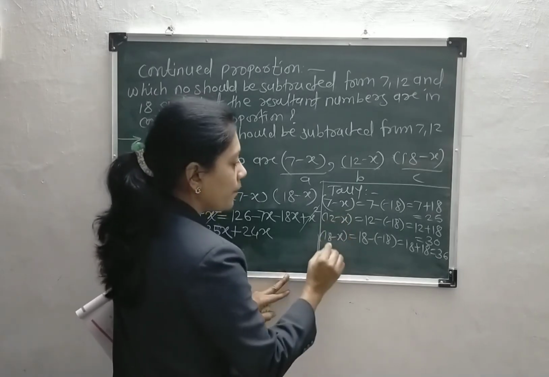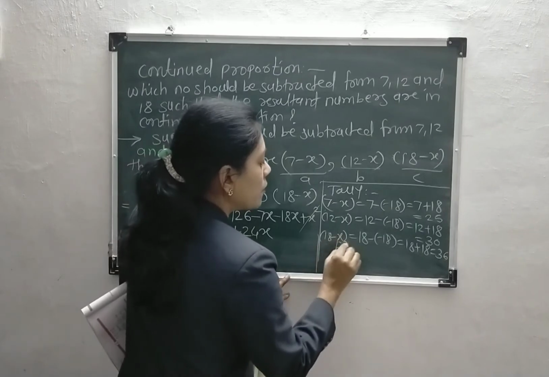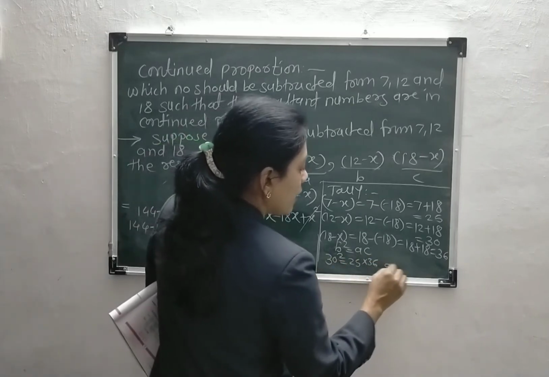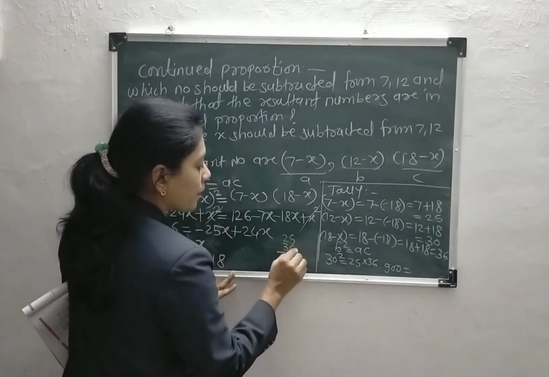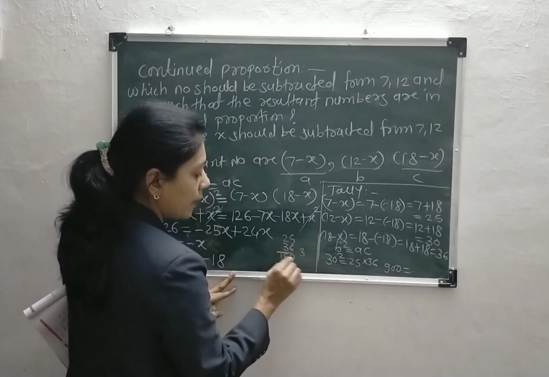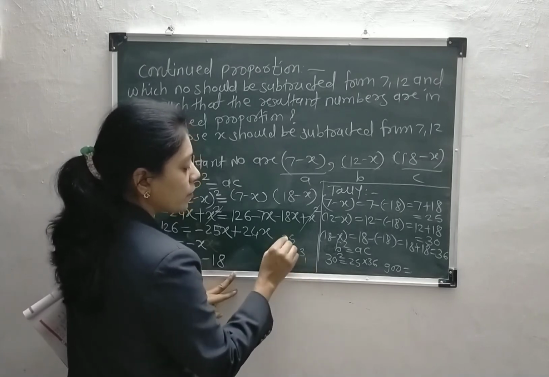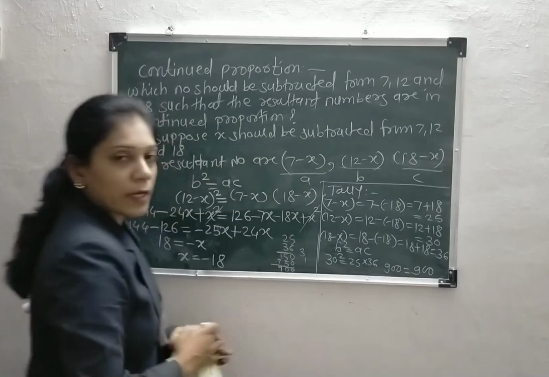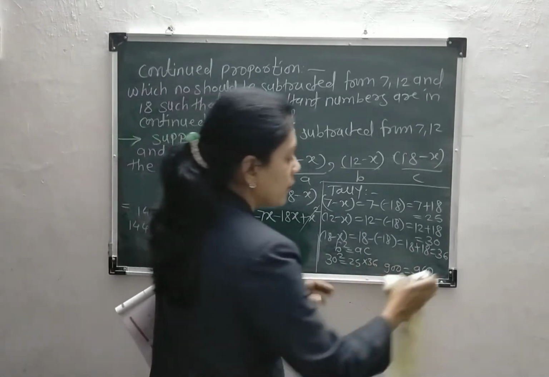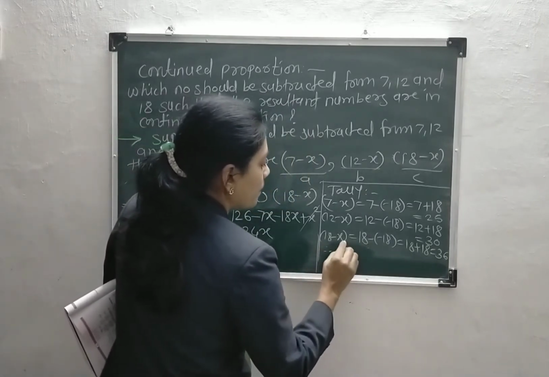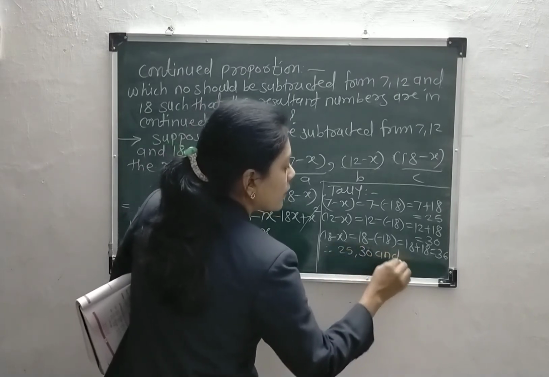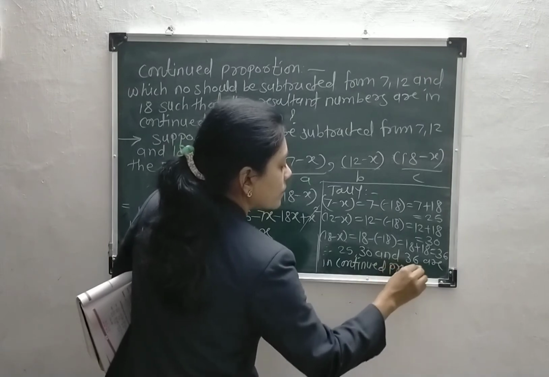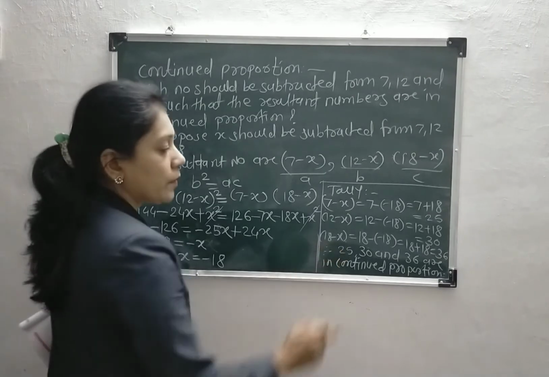12 minus x is the geometric mean. So 30 square means B square is equal to AC, means 30 square is equal to 25 into 36. 30 square is 900, and 25 into 36 is also 900. So 900 is equal to 900, which means 25, 30 and 36 are in continued proportion. This is our answer: 25, 30 and 36.